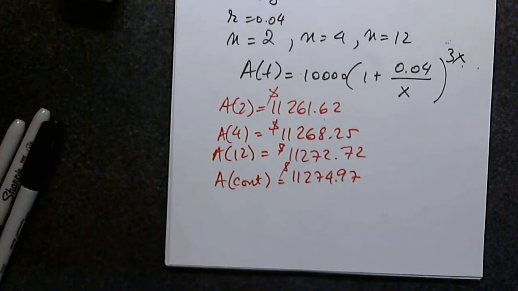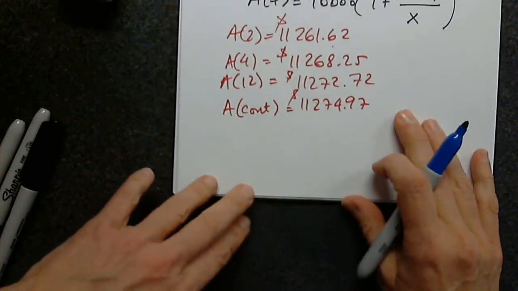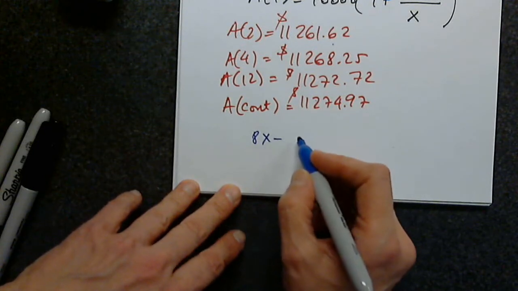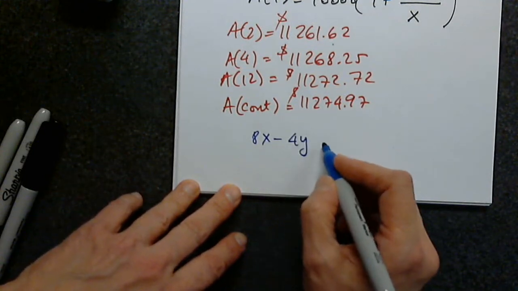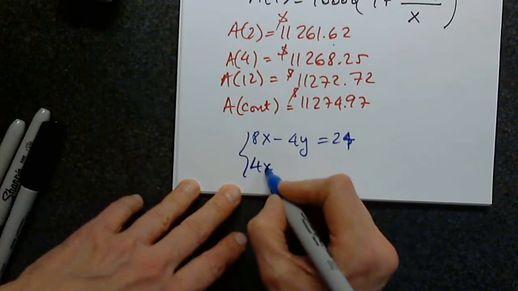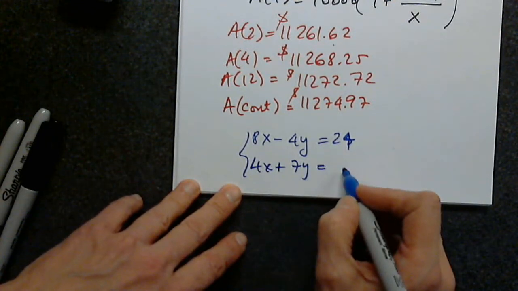Anything else? Yes? Which one? 8x subtract 4y equals 24. So 8x minus 4y equals 24. 4x plus 7y equals 6.